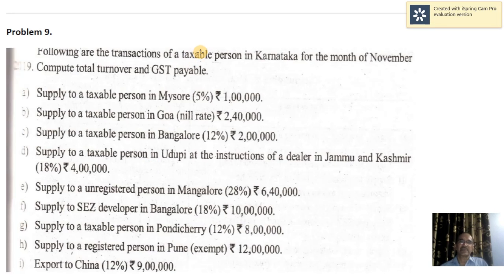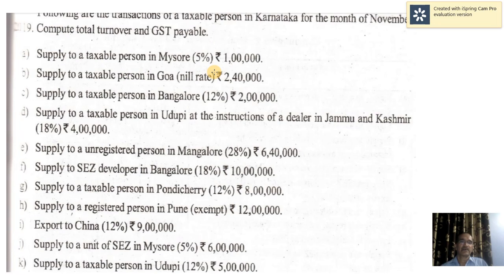Following are the transactions of a taxable person in Karnataka for the month of November 2019. Compute total turnover and GST payable. Supply to a taxable person in Mysore. Okay, Mysore is in Karnataka. Intrastate supply. So 5% must be divided into CGST and SGST equally, 2.5% each.